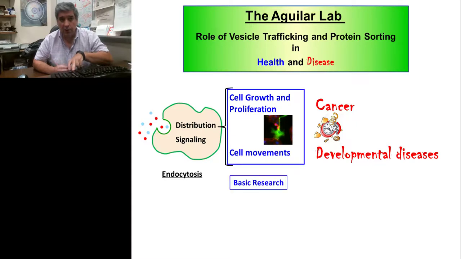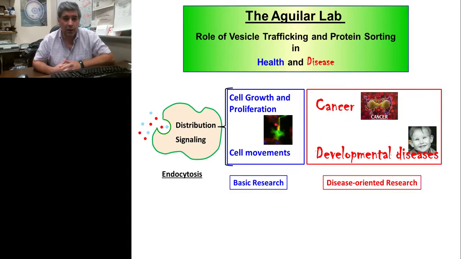So it's obvious to say that all that has to do with understanding the process of endocytosis and its role in proliferation and cell movement is our basic research area, while what has to do with understanding what happens when the machinery is broken has to do with our disease-oriented research. And of course, we want to understand how these processes contribute to the disease-oriented status.